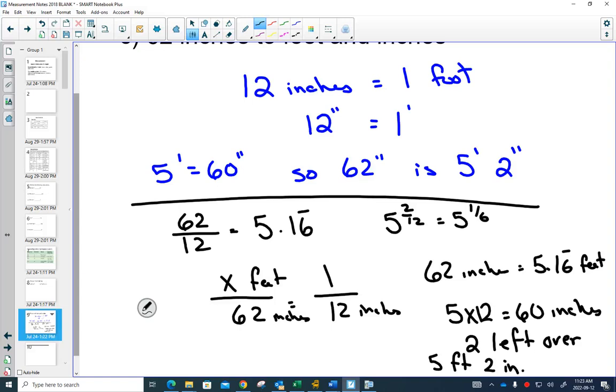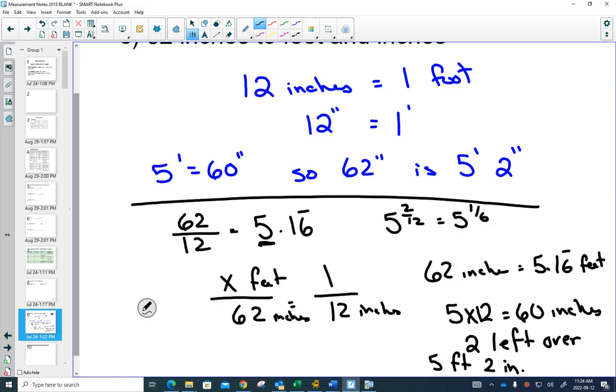What you have to decide is what makes the most sense for you. How would I change 62 inches to feet and inches? Did I like to get the 60 just by skip counting? Okay? And then I could change it after. Or do you like this method where you find out, convert it to feet? Because this number will always tell you the full amount.